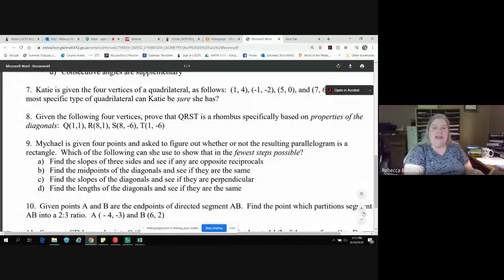Michael's given 4 points and asked to figure out whether or not the resulting parallelogram is a rectangle. Which of the following can she use to show that in the fewest steps possible? Okay, so it says whether the resulting parallelogram, they're giving me that it's a parallelogram. So it's given that it's a parallelogram.